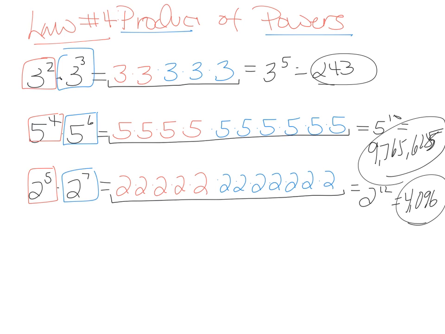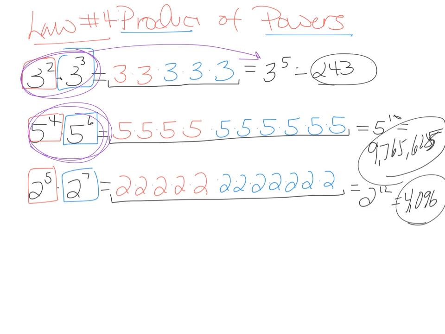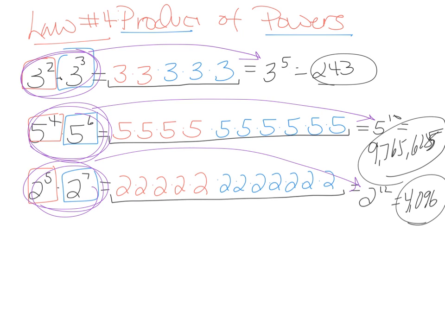So, obviously, every time I multiply one exponent problem to another exponent problem, I don't want to have to expand it out to figure out what this is. I want to be able to create a shortcut to get from here to there, and here to there, and here to there. What is that shortcut? Well, that shortcut is all I got to do is add my exponents. 2 plus 3 make 5. 4 plus 6 make 10. 5 plus 7 make 12.